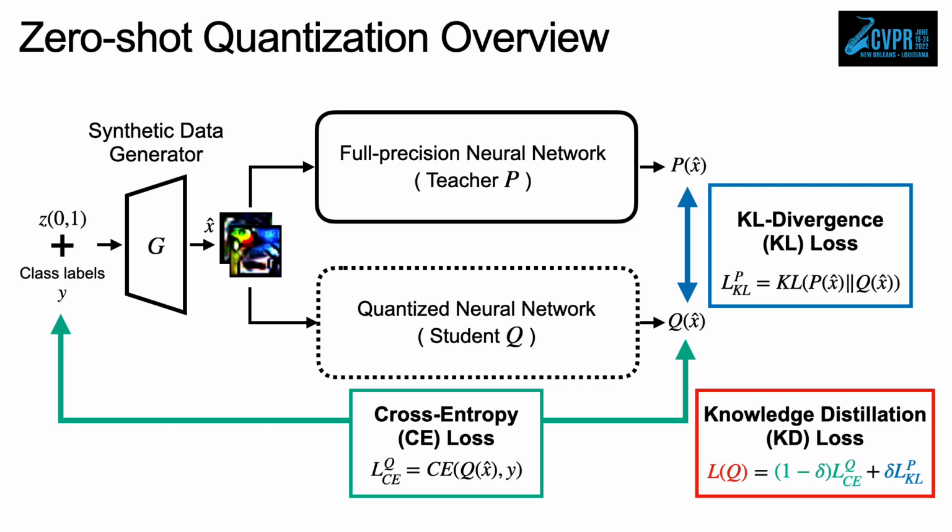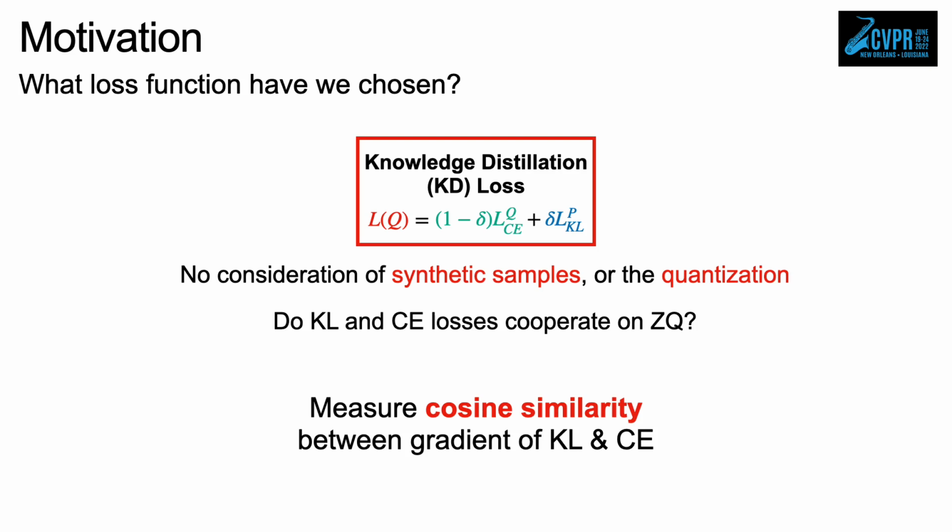To train the quantized student, the loss function is a linear combination of cross-entropy loss and KL divergence loss. However, these loss function choices were adapted from the KD task without considering synthetic sample training or the quantization. So, our first question was, do KL and CE losses cooperate on zero-shot quantization?